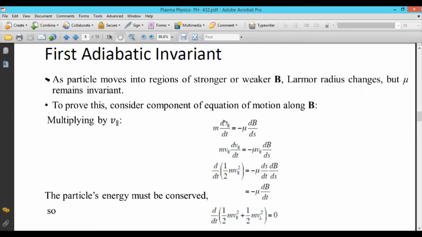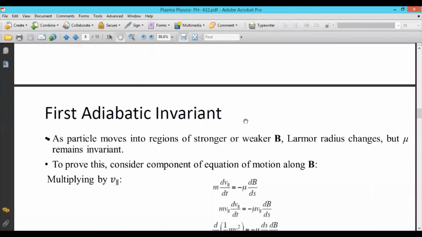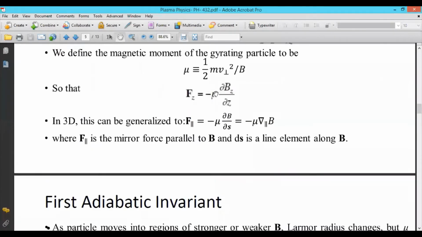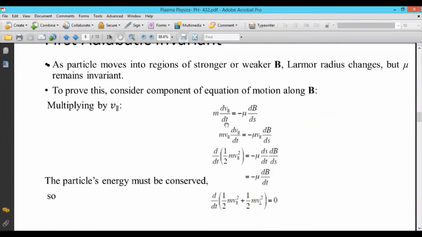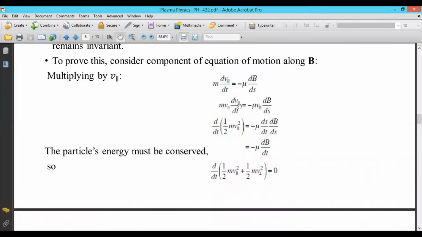That is, we have F equals ma, or F equals m dv by dt. And we know that if we are moving along the parallel direction and considering the force in the parallel direction, m times a is m dv parallel by dt. We have already mentioned that F_z equals minus mu partial z of B_z. So we can write m dv by dt equals minus mu d by ds of B. If we multiply both sides by v parallel, we can write m v parallel d by dt of v parallel equals minus mu v parallel d by ds of B.